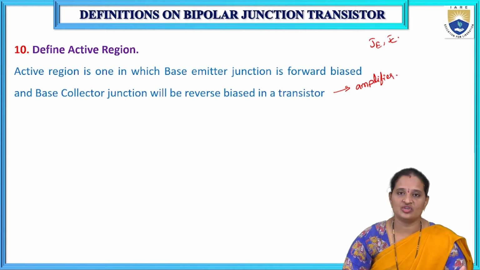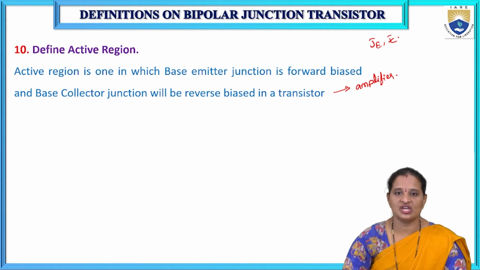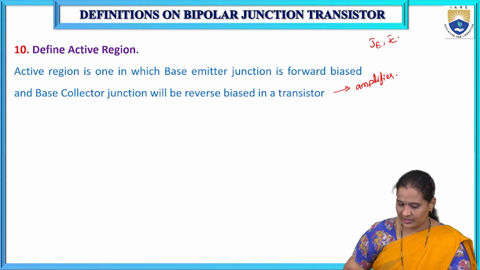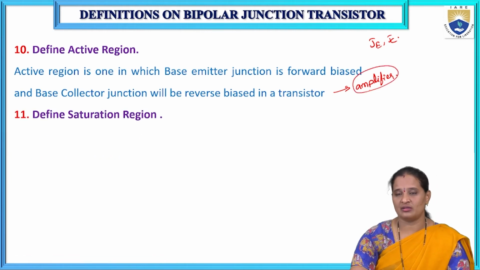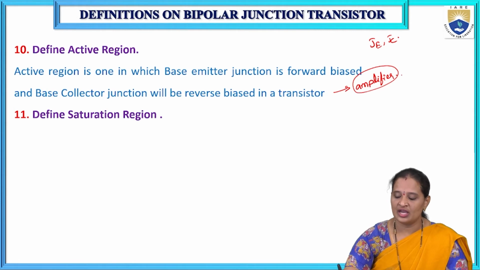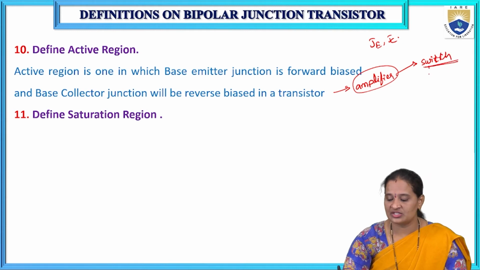This active region of operation can be achieved by forward biasing the emitter to base junction and reverse biasing the collector to base junction. Not only as an amplifier, the transistor can also be used as a switch. The transistor is said to be used as an on switch when it operates in the saturation region, and it can be used as an off switch when it operates in the cutoff region.